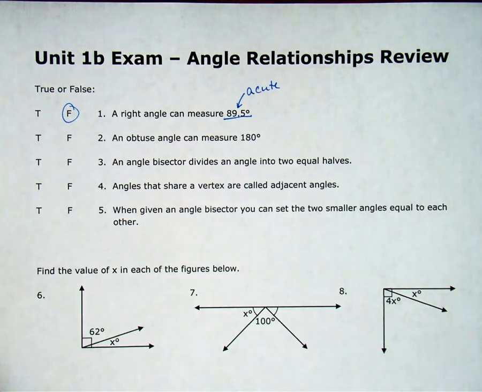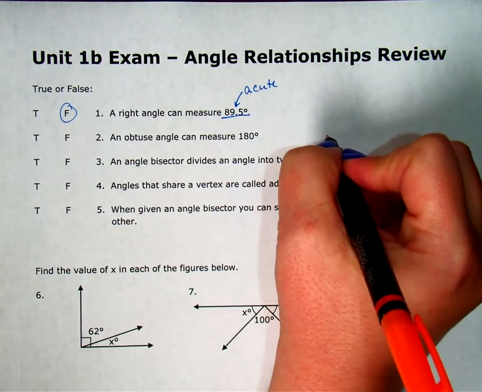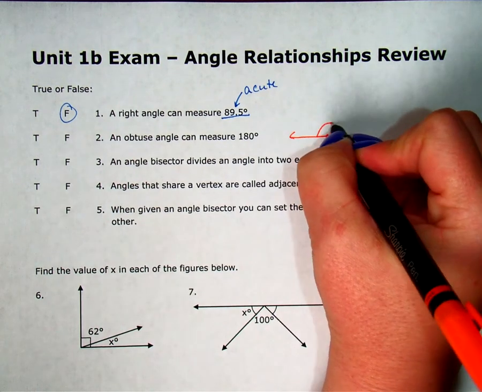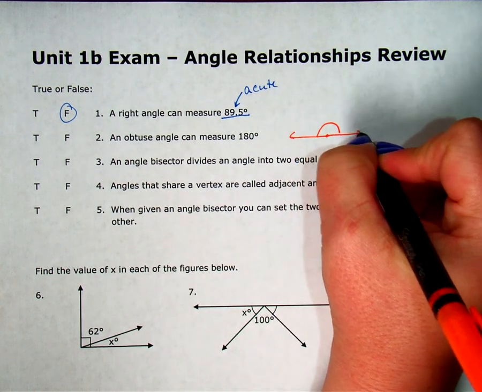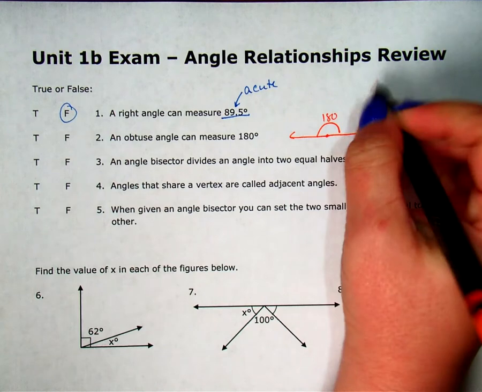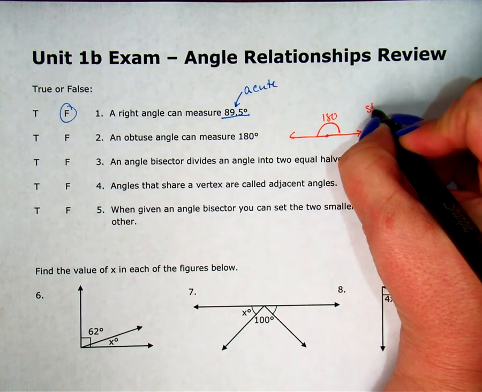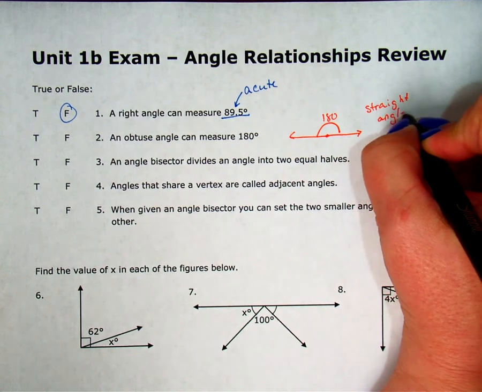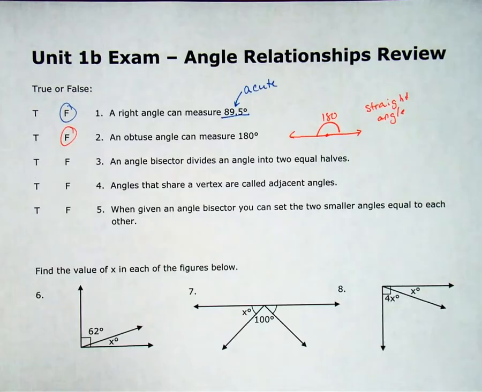Number 2, an obtuse angle can measure 180 degrees. So an angle of 180 degrees is going to be one side of a line, which when we get to high school we learn is called a straight angle, not an obtuse angle. So no, I cannot call that an obtuse angle. I have to classify it as a straight angle.